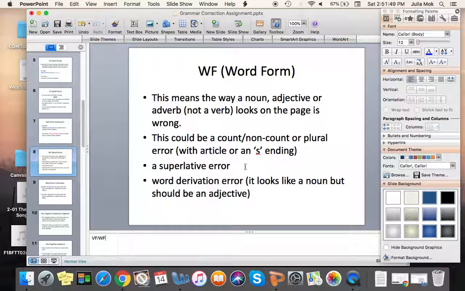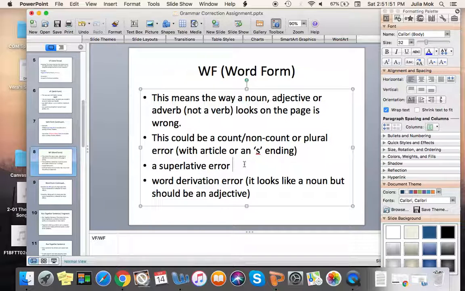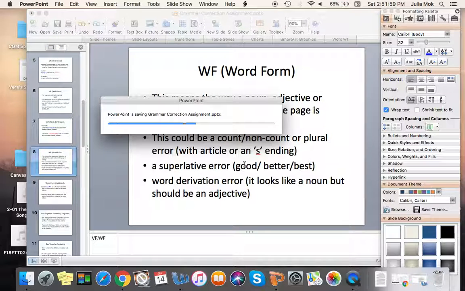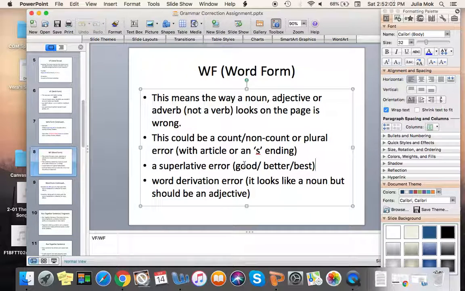Could be a superlative error. Superlative meaning good, better, best. It could be a word derivation error. It looks like a noun, but it should be an adjective. You're trying to write an adjective, but you wrote a noun by accident. Something like that.